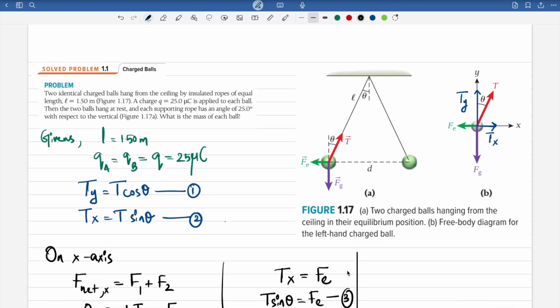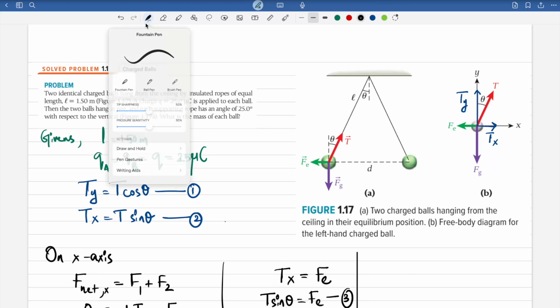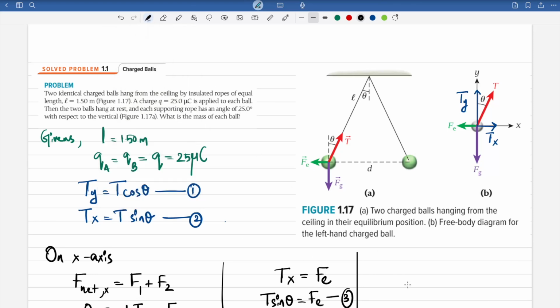Okay. Next, we're going to do the same thing for the y-axis. On the y-axis, how many forces are there? Again 2, right? Ty going upwards, Fg going downwards. So how do you write the equation? F net on y equals F1 plus F2. There are 2 forces. Again, there is no net force on the y-axis because there is no acceleration on the y-axis.